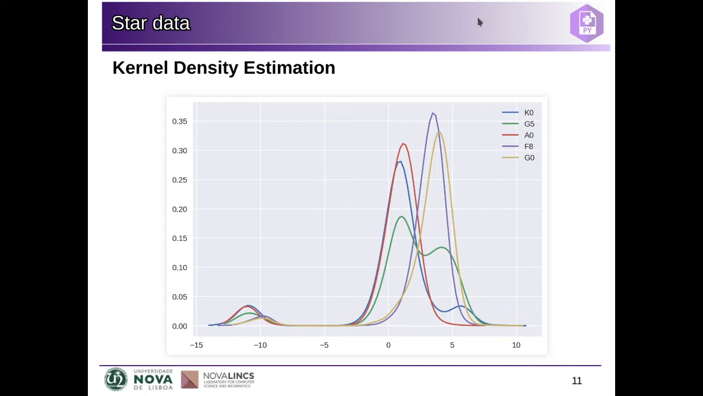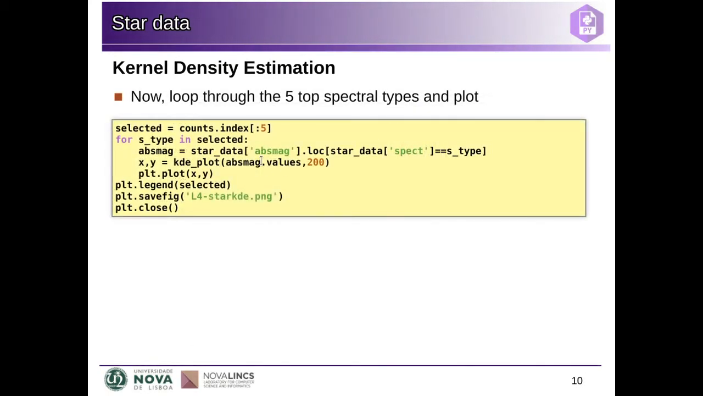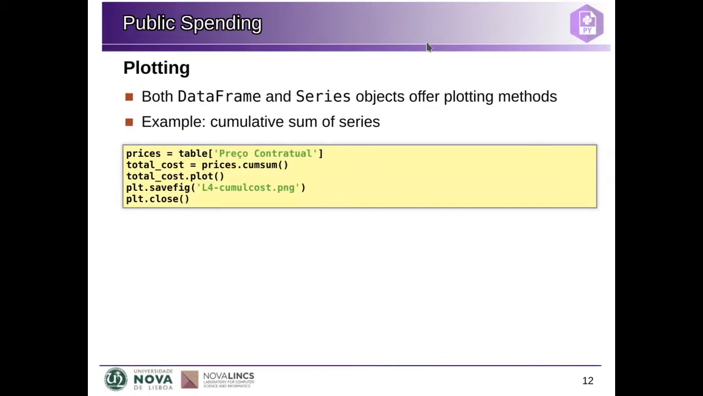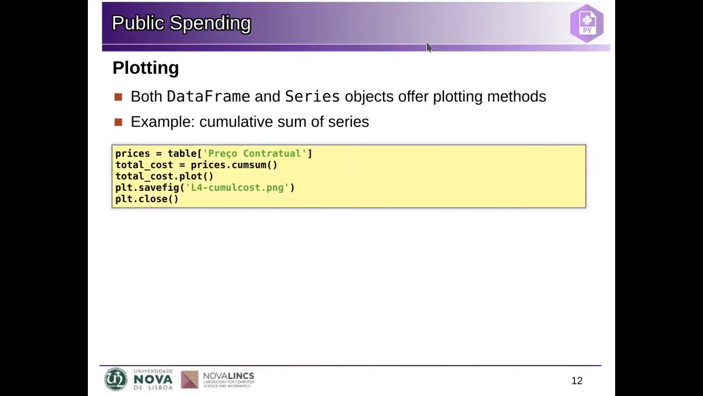So this is an example of how we can do this kind of representation, taking the data from the Pandas data series. In this case, we actually take it as NumPy arrays. We take the values and then we do the plotting. But in many cases, we're going to use Pandas for doing the plotting. So in case you need to do some specific plot that is not easy to do with Pandas, you can do it outside. But in many cases, it's easier just to use the functions in Pandas. For example, let's go back to the public spending table, which has this column with the price of each contract.